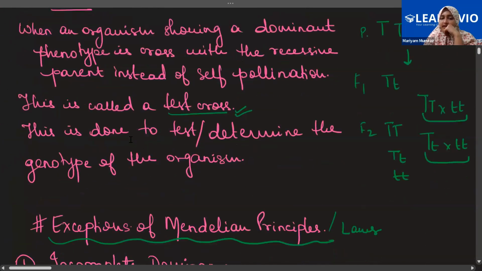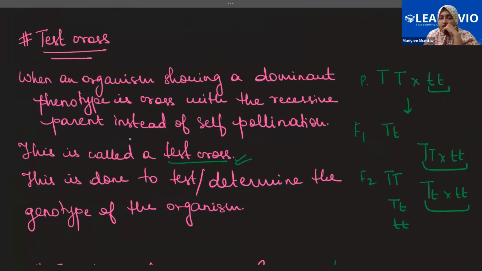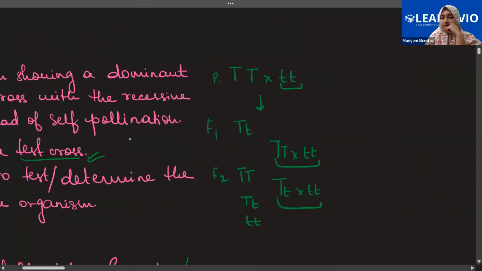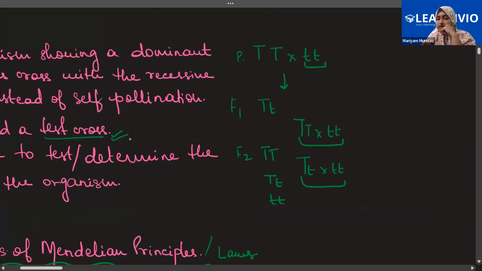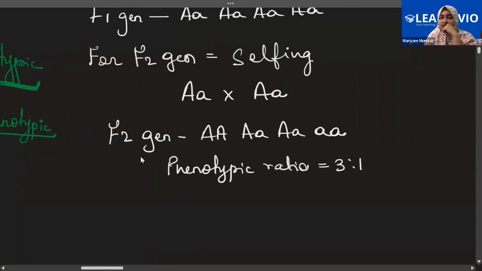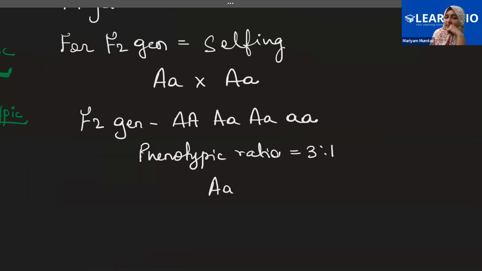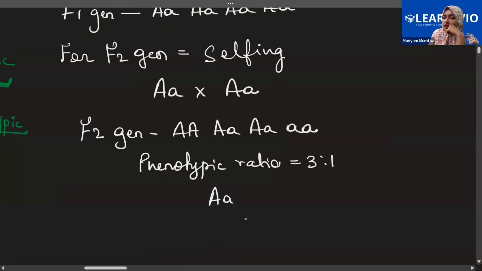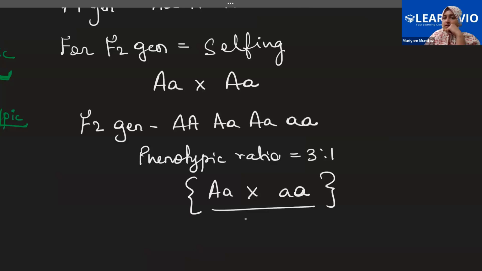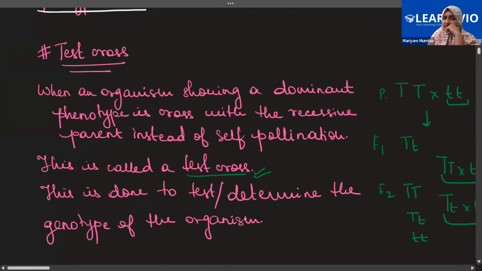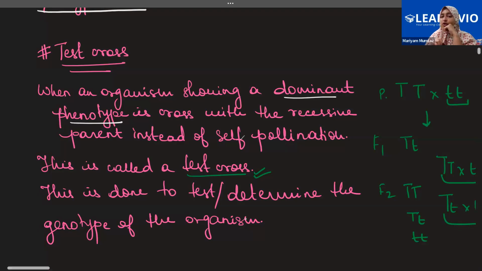All right. Now, there's another thing, that is test cross. Let us understand what test cross is. When an organism showing a dominant phenotype is crossed with the recessive parent instead of self-pollination, this is test cross. For F2 generation, we did selfing, where we took capital A, small a and capital A, small a. But now instead of that, you take the recessive parent, meaning capital A, small a with small a, small a. This is known as a test cross. Remember, it is dominant phenotype, not dominant genotype, that is crossed with the recessive parent instead of self-pollination.